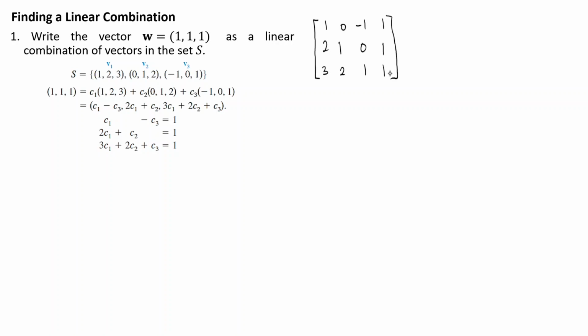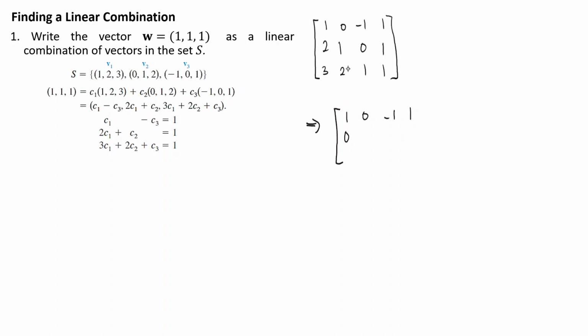Now recall the Gaussian elimination. So we'll make ways to make the 0 below this leading one. So we can multiply row 1 by negative 2, and then we add the result to row 2 to get new row 2. So we have 1, 0, negative 1, 1.